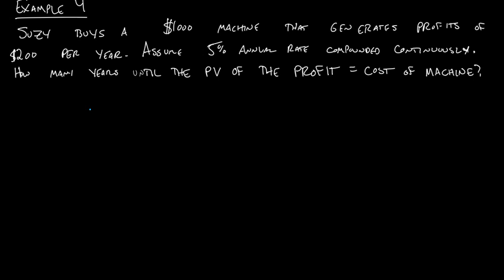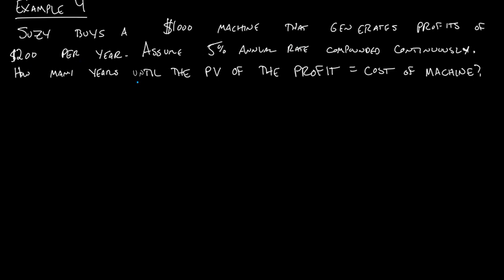This problem is really cool. It has us solve for something that we normally wouldn't have to solve for this type of variable. So here Susie buys a machine that costs $1,000 and it makes her $200 a year. And this is the interest rate we get to assume.